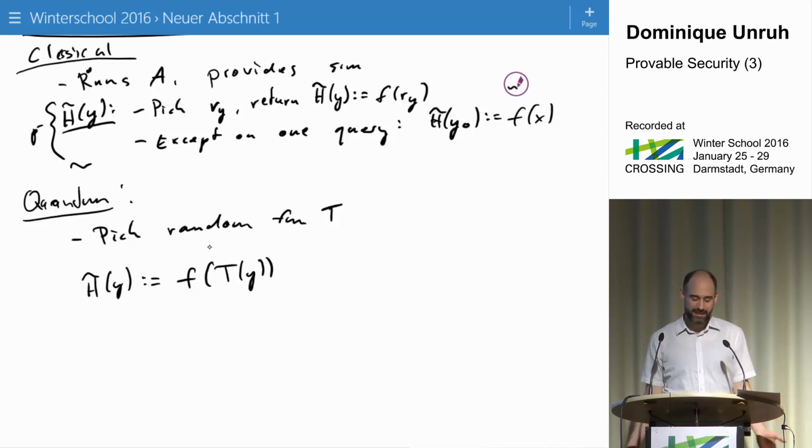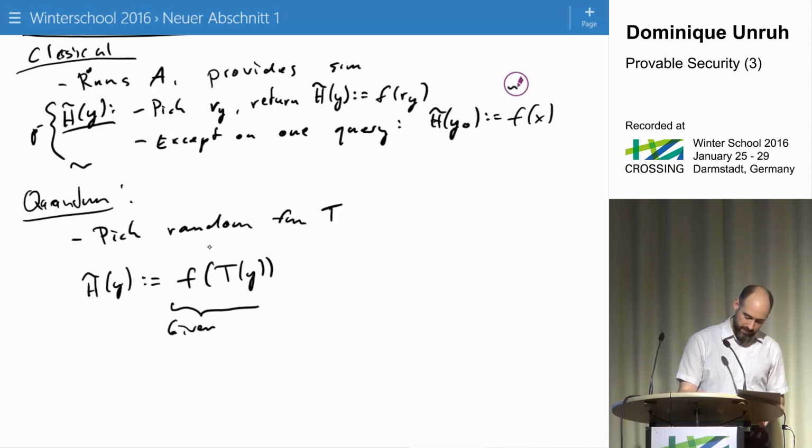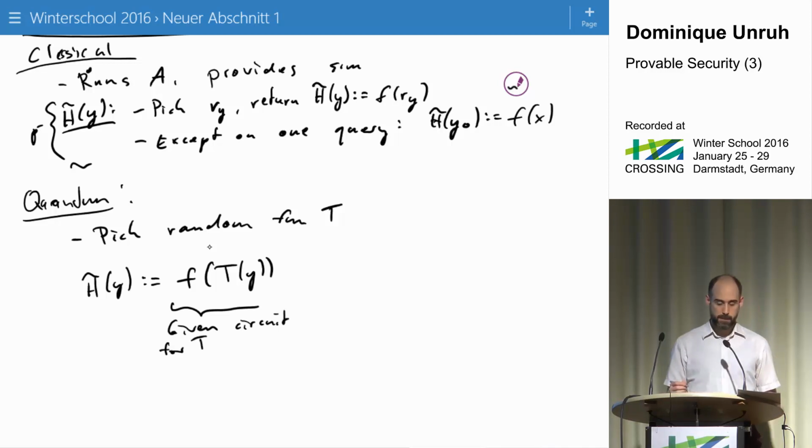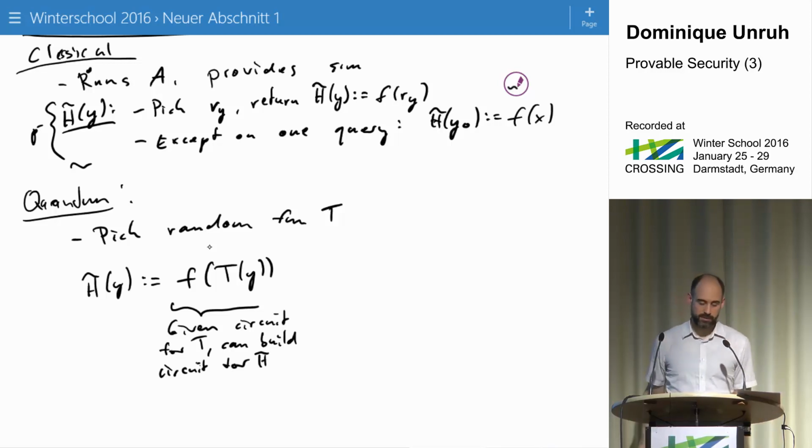So now you may ask, why can we do that? How did we get rid of the lazy sampling? Well, we have constructed this random function, and you can think of it as a pseudo-random function, something we've just constructed, which has a key, and then given a circuit for t, which we can do if we have implemented t as a polynomial or pseudo-random function, then we can build a circuit for h tilde, because we just need to make the circuit for the composition of two functions.